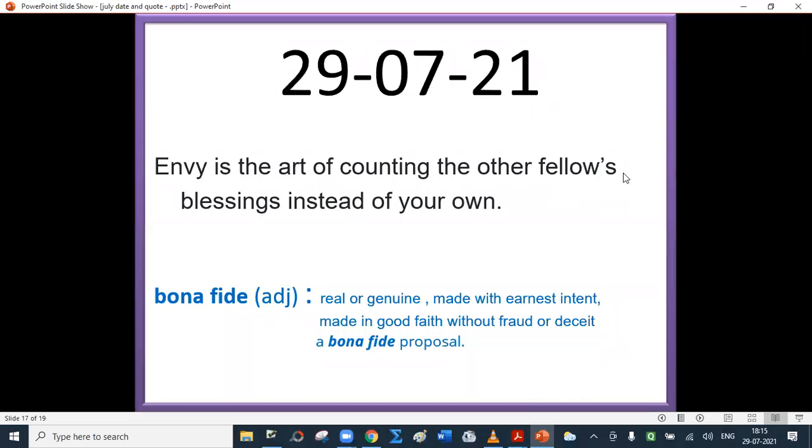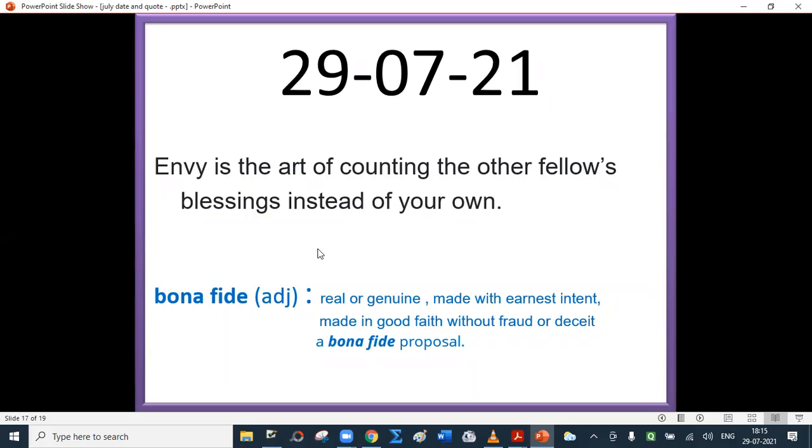Good evening. Today's quote is a good one. Envy is the art of counting the other fellow's blessings instead of your own.